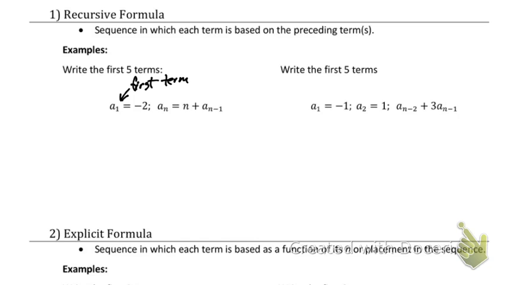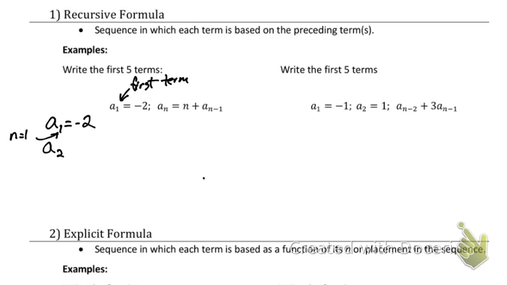Well, they gave us the first term, so we're going to go ahead and write that down. We are going to say a sub 1 equals -2. That's my first term. I just have to list the next 4. I want to note that if I have a sub 1, that means I'm replacing this n with 1. So in fact, for this one, we would know n equals 1.